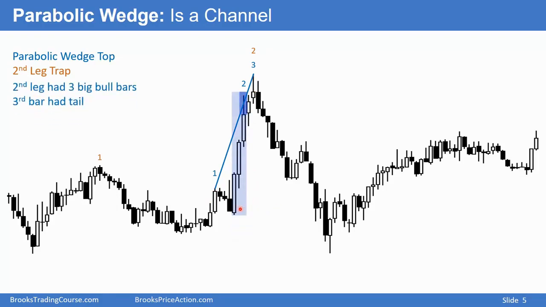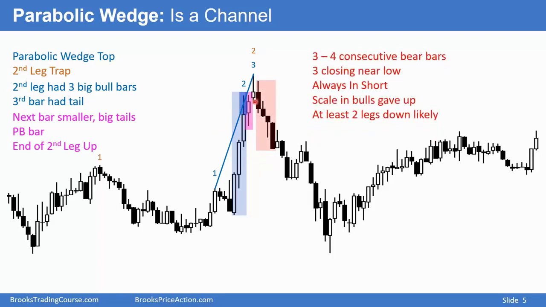The second leg had 3 very big bull bars, and the tail on top represents the end of the second leg, and then we pulled back to the low of this bar and started the third leg. We have a pullback bar here, this tail plus the low of that bar, and it's the end of the second leg, and then we have the third leg up.